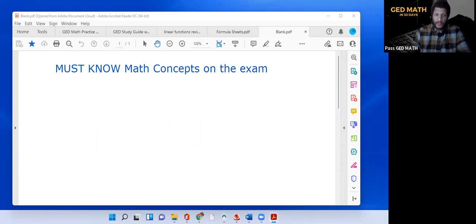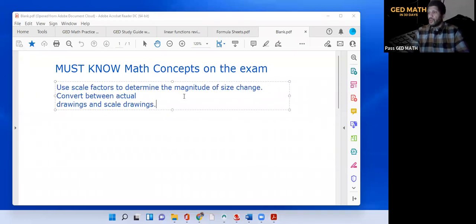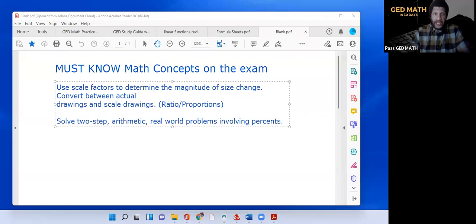Using scale factors. Basically, you need to know ratios and proportions. Guaranteed on your exam. The next thing that has to do with proportions and ratios is percent problems. Guaranteed on every single exam.